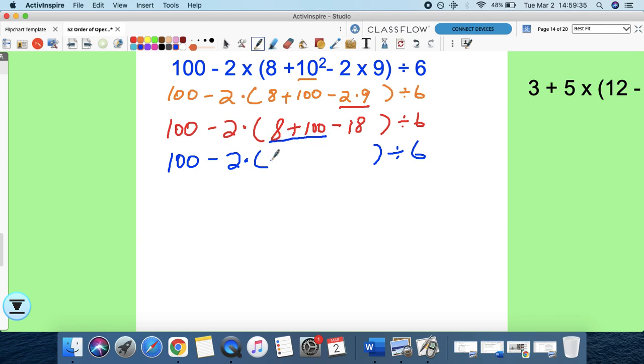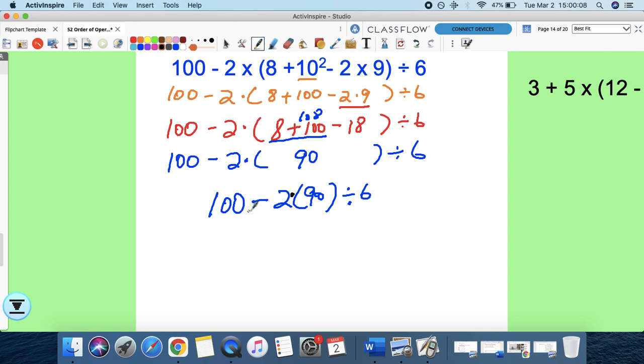We're going to do 8 plus 100, which is 108. And then 108 minus 18 is 90. Okay, so I can do those two at the same time. Remember, you have to do addition first in this case, and then subtraction. So let me write this a little bit better: 100 minus 2 times 90, that's multiplication, remember, divided by 6. So let me put a little dot here so we don't forget.